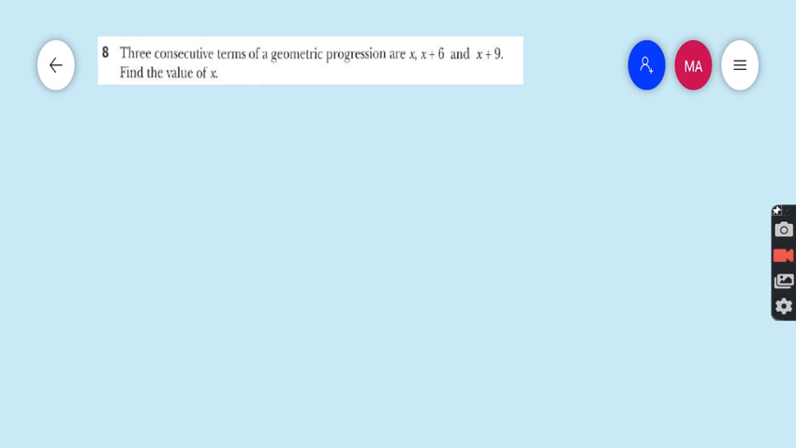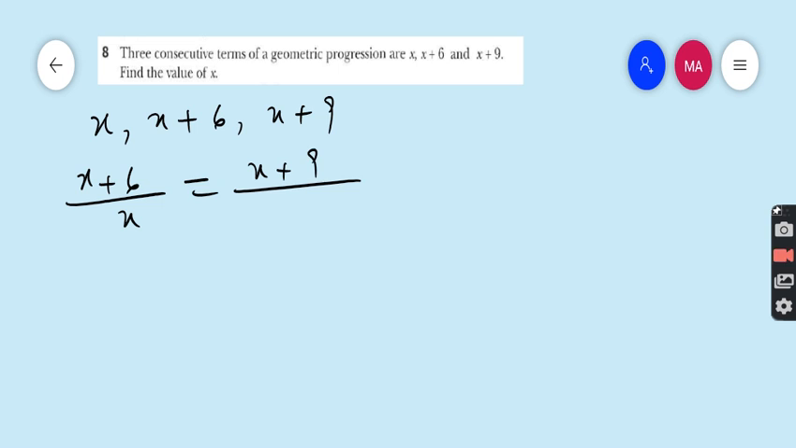Question number 8. Three consecutive terms of a geometric progression are x, x plus 6, x plus 9. Find the value of x. The easiest question in this exercise, because this is a geometric progression. If this is a geometric progression, then it has a common ratio. That is, x plus 6 upon x must be equal to x plus 9 upon x plus 6. This is the common ratio.